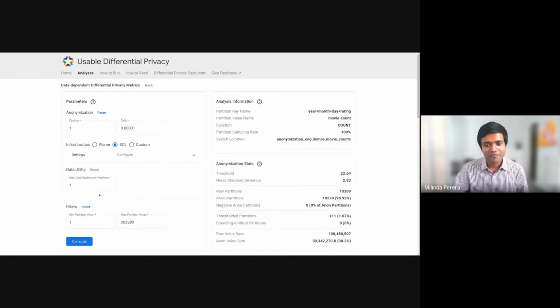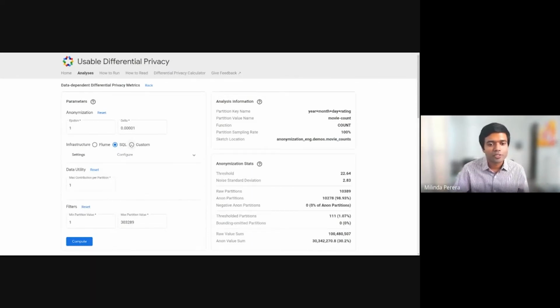So in our tool, we have different sections for different parameters and controls. On the left, you can see the typical parameters one would have to specify if they were to anonymize using differential privacy. At the top, you have anonymization parameters, epsilon and delta. As you know, these parameters control how anonymized the output is. And next, you can select different infrastructure configurations. So these are the general infrastructure we have at Google. So Flume is this MapReduce style infrastructure. SQL is SQL-based engines.